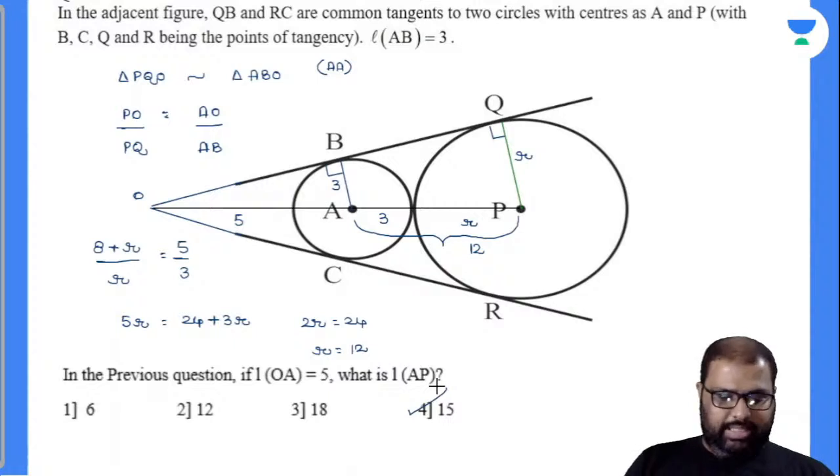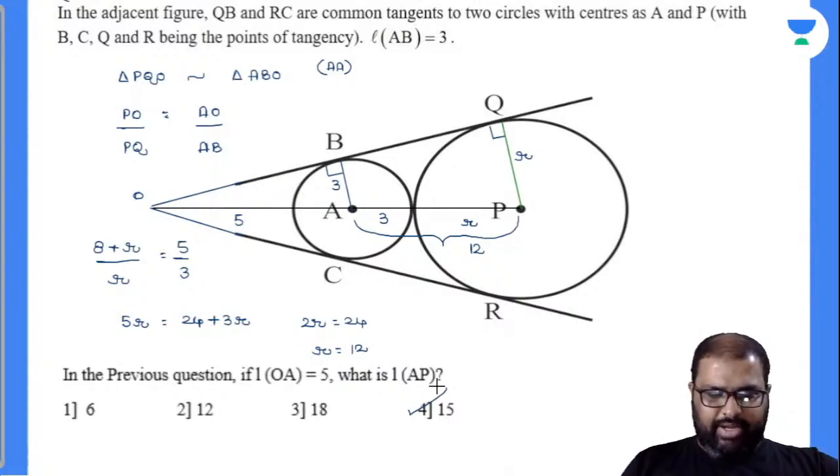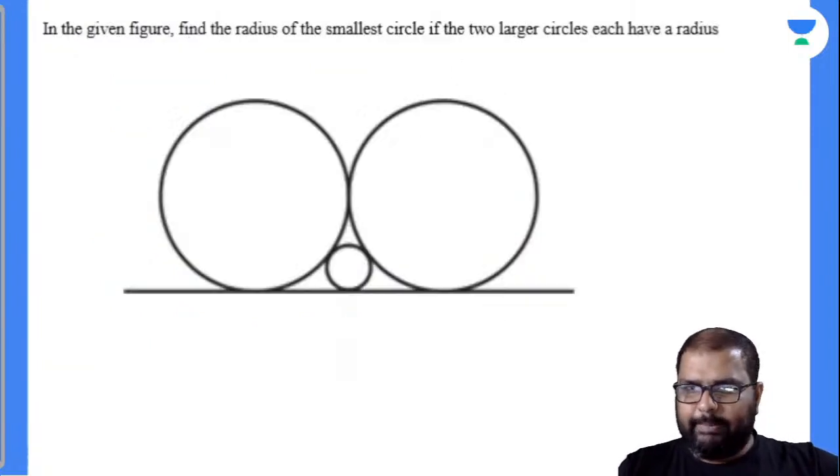If you got this, yes Naman, very good. Yes Rajan, very good, excellent. So one such question on parallel tangents, common tangents and all these things. So let's go with the next one.